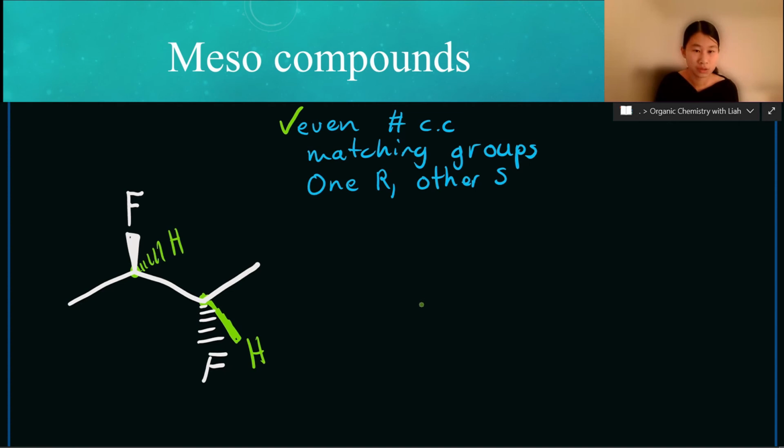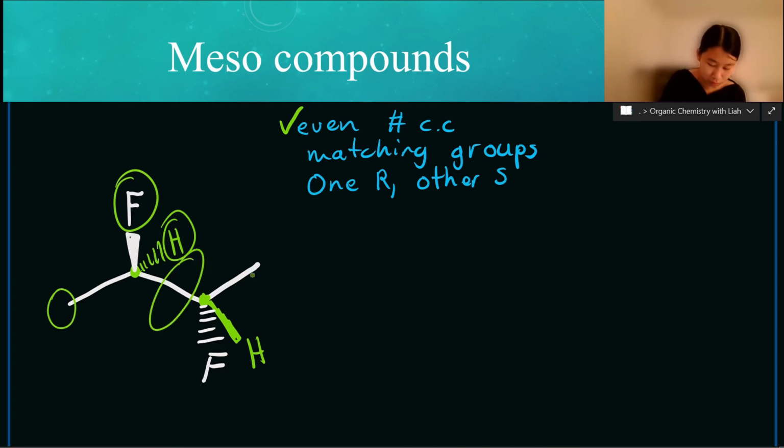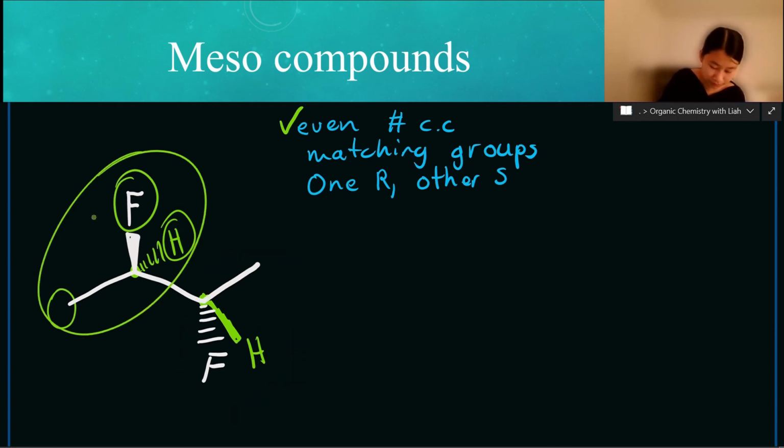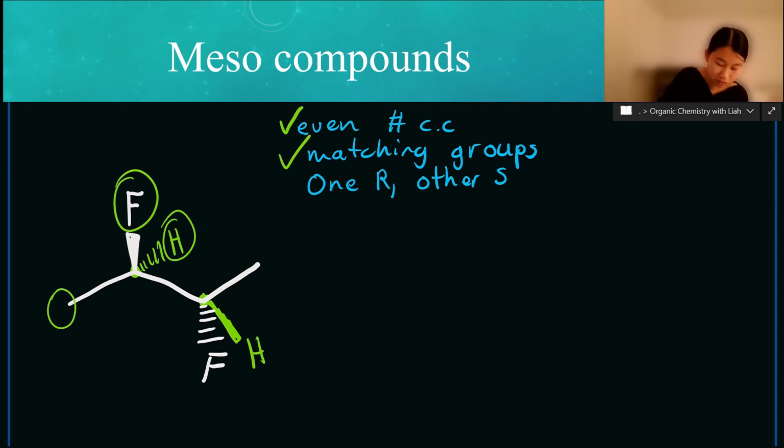Do they have matching groups? Yes, they do. Each has a fluorine, a hydrogen, a methyl, and the rest of the molecule, which they match over here. So going over here matches going over here. So yes, they have matching groups. Now we need to determine R and S to see if they fit the last criteria.